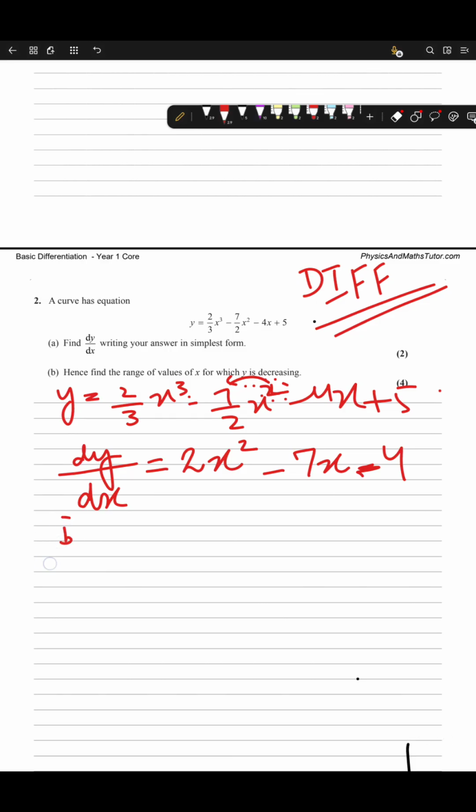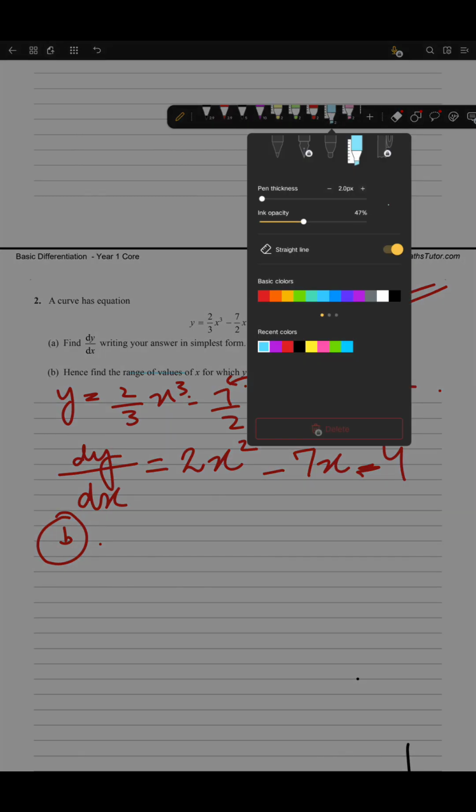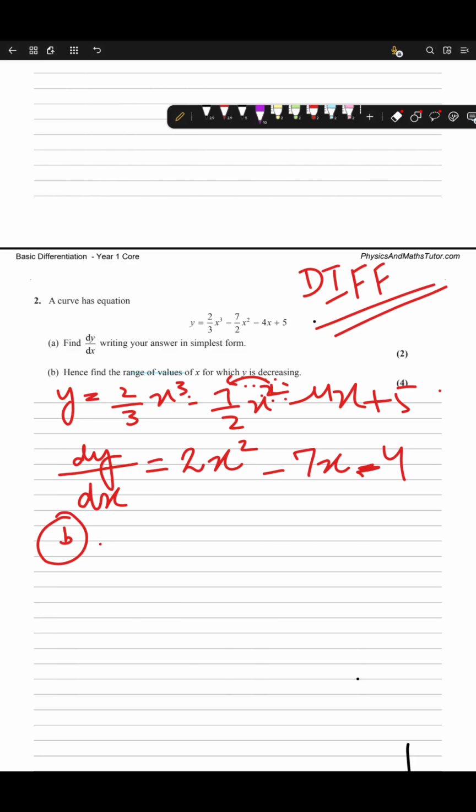Part B says, hence find the range of values of x for which y is decreasing. So whenever you are asked to calculate a range of values, it would mean that it's not just one value. You have to give your answer either as more than one value of x, or in the form of an inequality. So over here, let's do it in the form of an inequality.